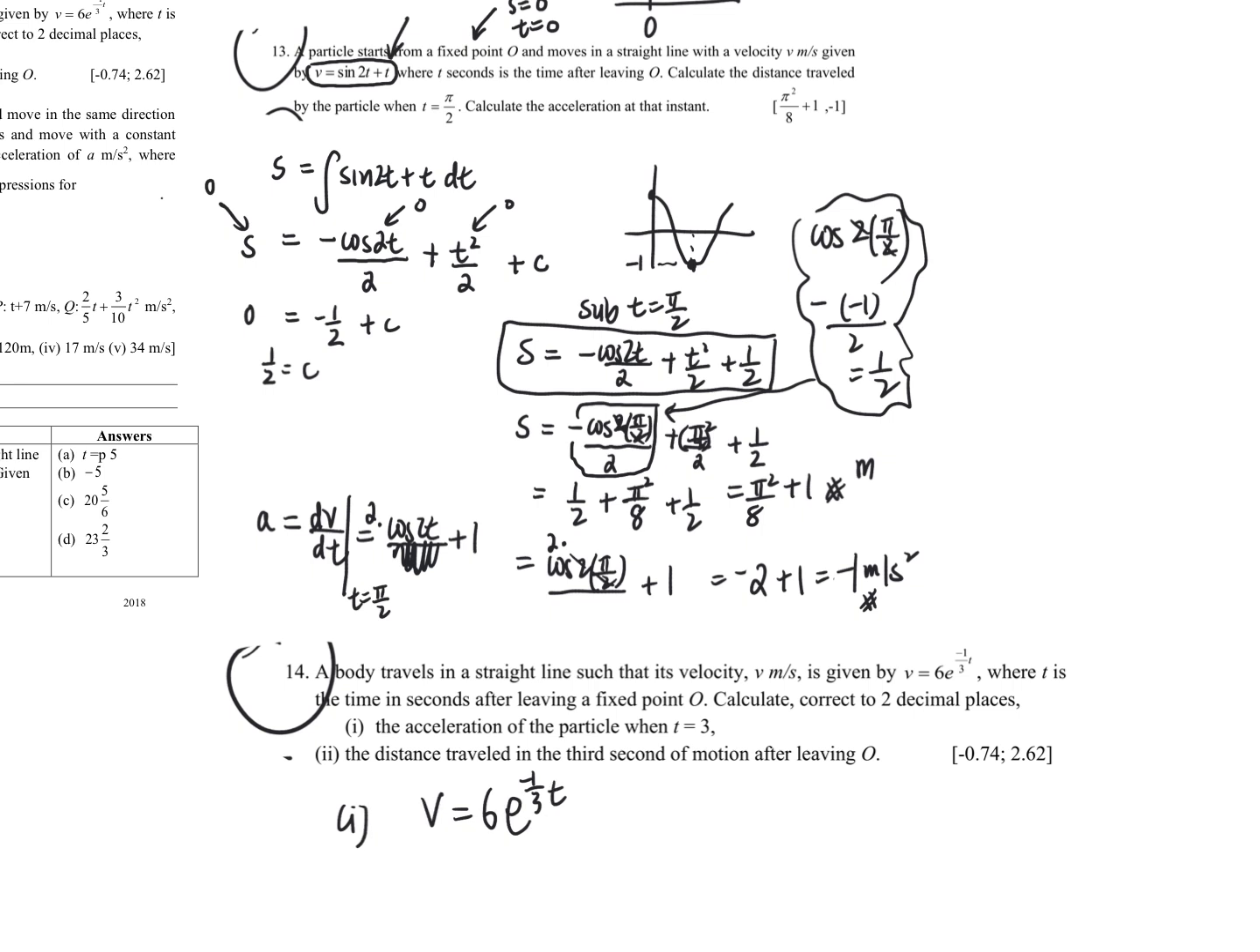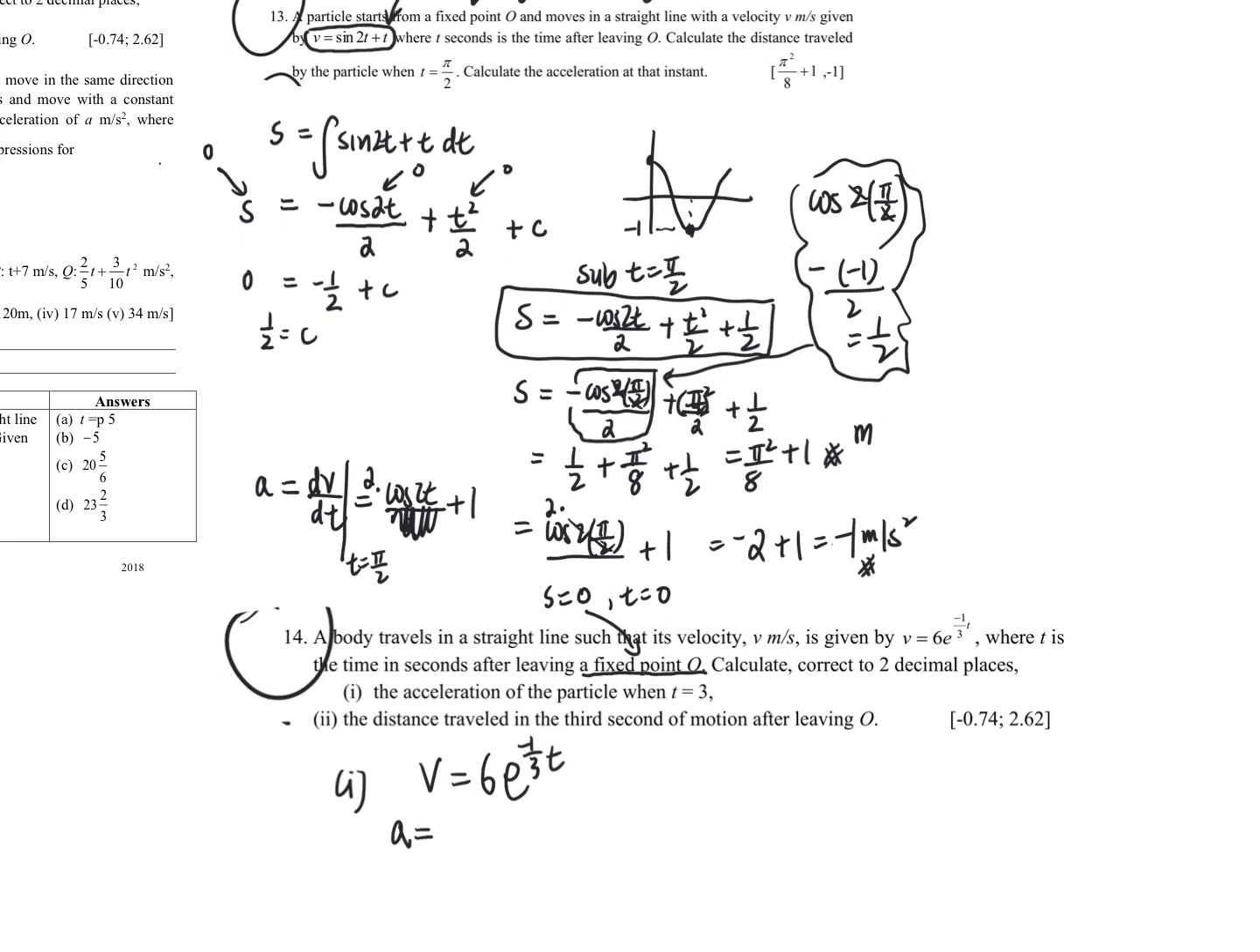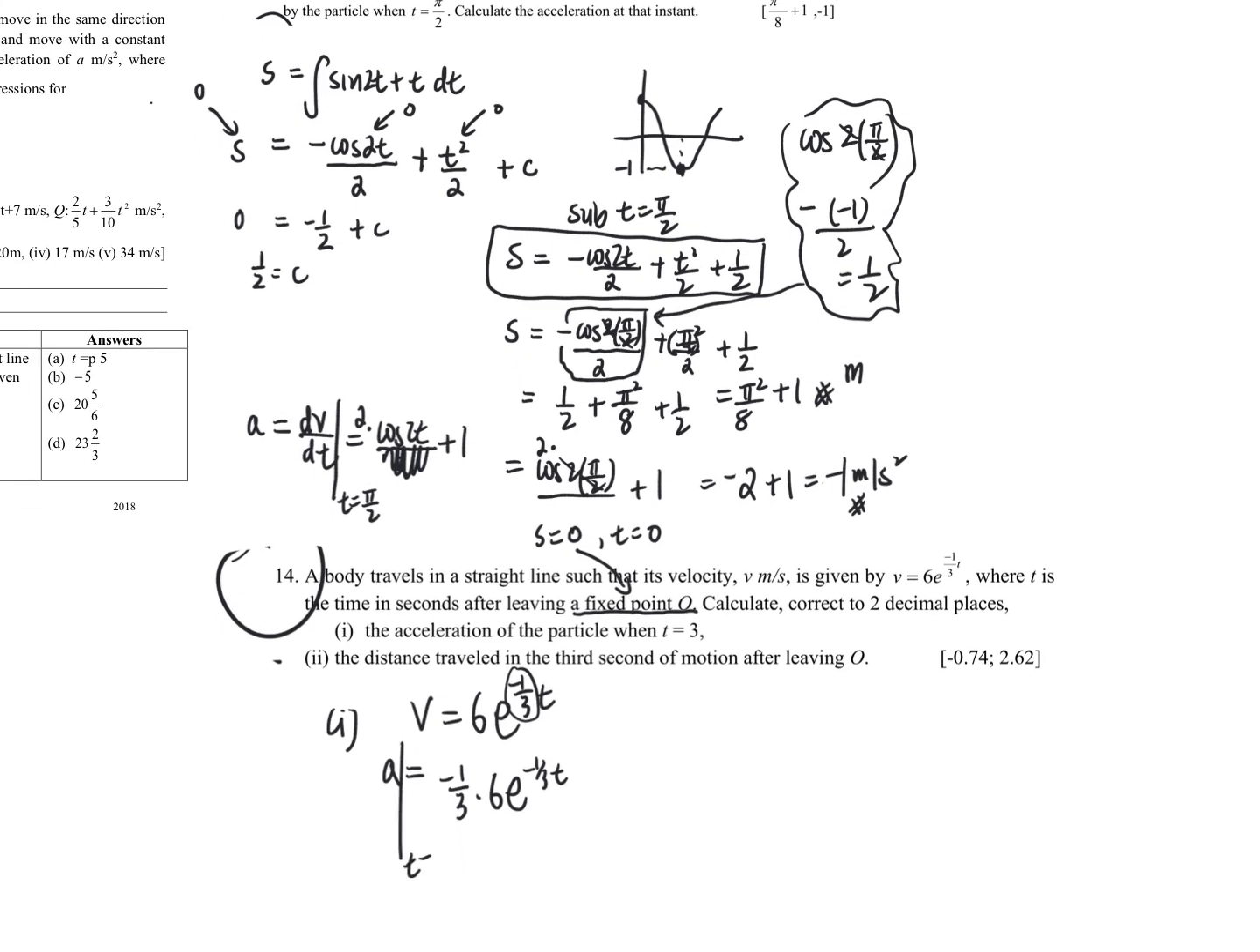Okay, after leaving fixed point O, so same thing. It is actually s equals 0, t equals 0, because you only start the timer after it passes through the fixed point O. So they say, can you find the acceleration? So acceleration, what do you do to velocity? Differentiate. So remember, differentiating exponential is very easy. Just multiply by its differentiation, which is minus 1/3. Then the rest keep, no change. No minus, no plus. So sub in t as 3.